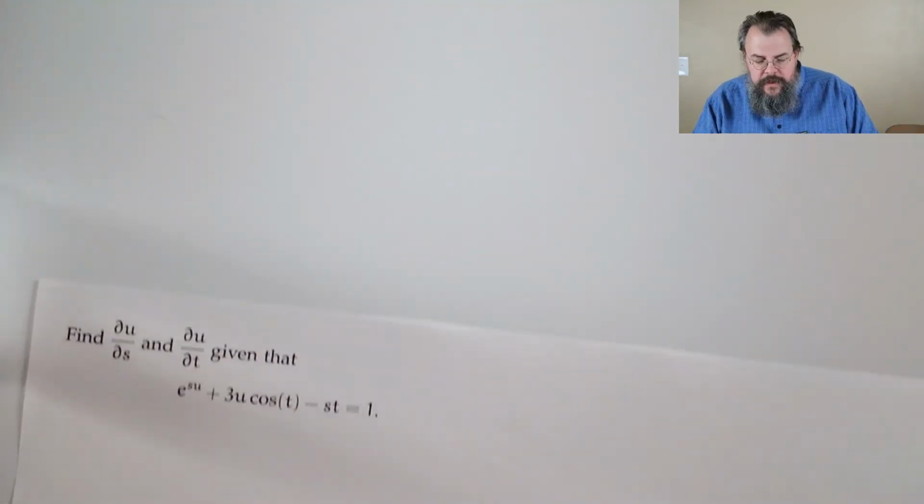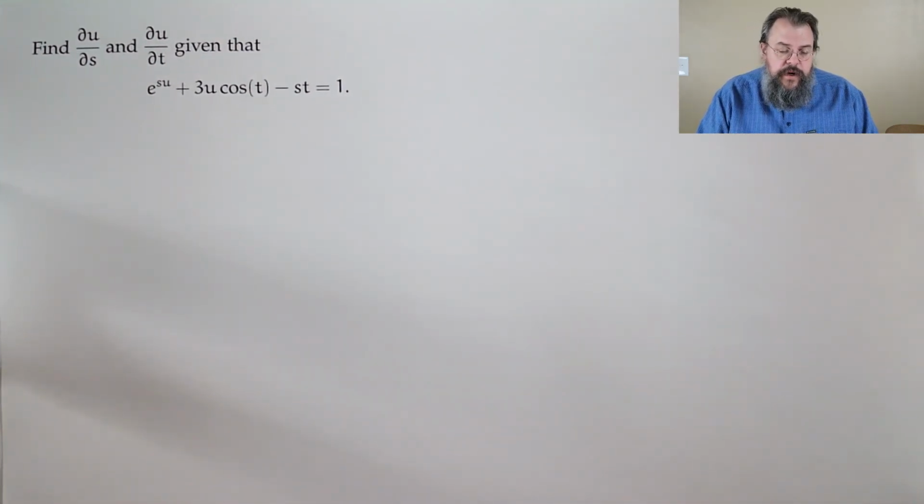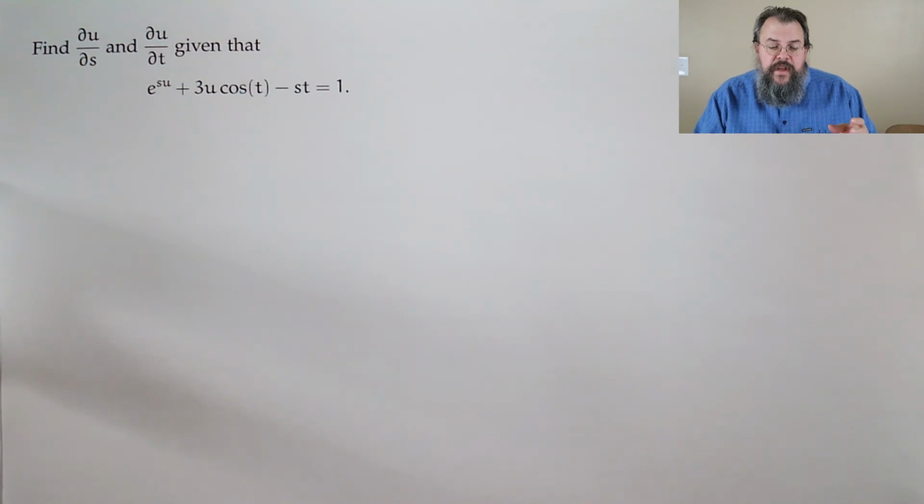All right, well, let's try another one. So this one, very similar, where we're asked to find partial u partial s and partial u partial t, given that e to the s times u plus 3u cosine t minus st equals 1. Now, the really only different thing here is the names.